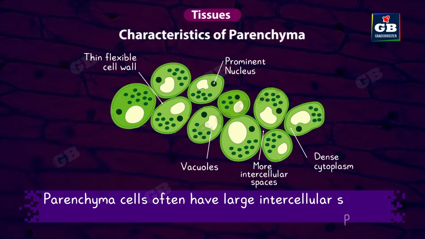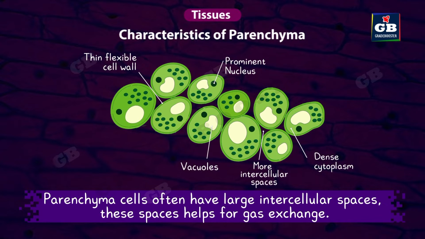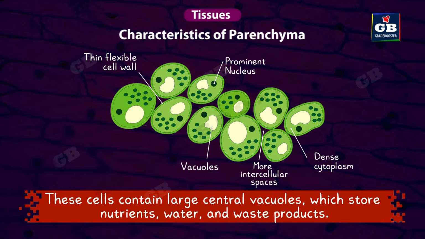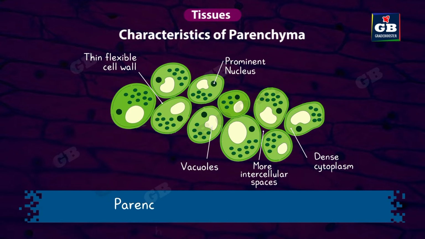Parenchyma cells often have large intercellular spaces. These spaces help with gas exchange. These cells contain large central vacuoles which store nutrients, water, and waste products. Parenchyma cells are living cells.